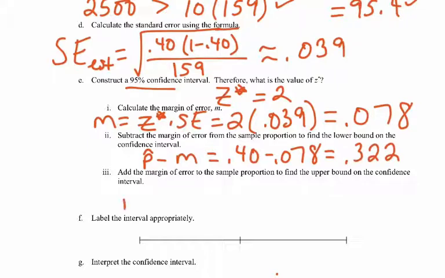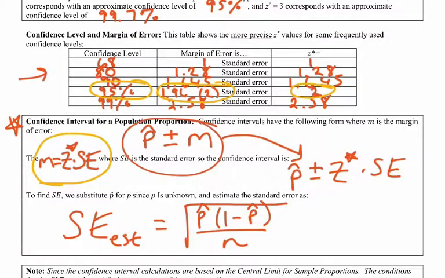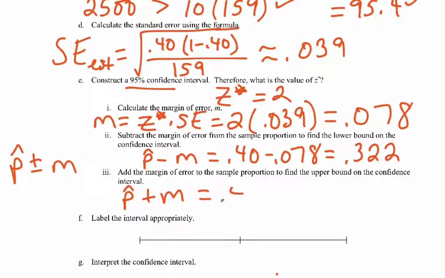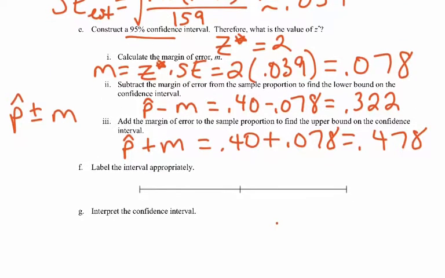And then to get the upper bound, I'm going to do p hat plus the margin of error, right? Because remember, it's p hat plus and minus the margin of error. I'm getting that from back here, this formula right here. And so I'm going to do 0.40 plus 0.078, and I'm getting a value of 0.478. And so then it says label the interval appropriately. So they want you to come up with a graphical representation of what this interval would look like on a number line. So the middle is your p hat, 0.40. The lower bound would be p hat minus the margin of error, so 0.322. And then the upper bound would be p hat plus the margin of error, which would be 0.478.